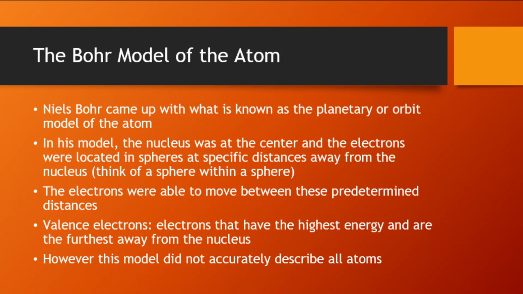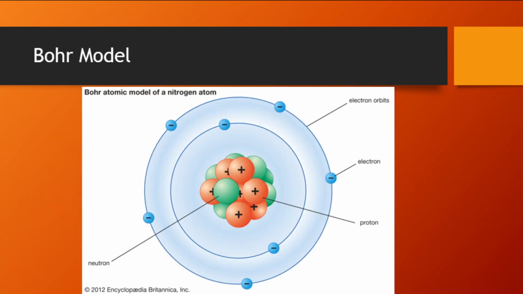On this next slide, you're going to see an example of the Bohr model. We talked previously about how the atom is made up of three different particles: protons, neutrons, and electrons. If you remember, protons were positively charged, neutrons were neutral, and electrons were negatively charged. In this image, in the middle, you've got the red spheres, which are protons, and the green spheres, which are neutrons. Those make up your nucleus.